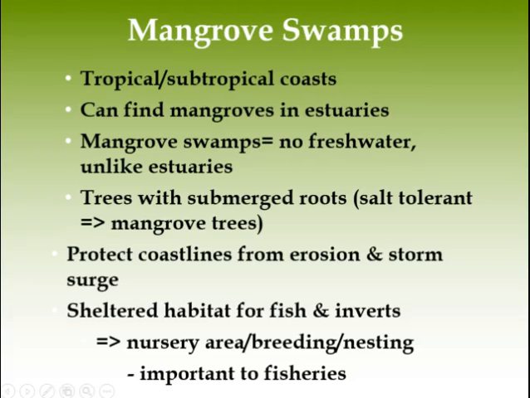Another important marine environment are mangrove swamps. Mangrove swamps occur along tropical and subtropical coasts. Unlike estuaries, mangrove swamps have no freshwater input. Yet the benefits are similar to those of estuaries. Mangrove swamps protect coastlines from erosion and storm surge and provide important habitat for birds and fish, as well as very valuable nursery areas for fishery species.